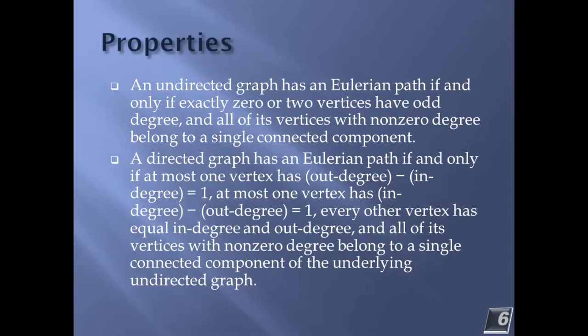Okay. Now properties. An undirected graph has an Eulerian path if and only if exactly 0 or 2 vertices have odd degree and all of its vertices with non-zero degree belong to a single connected component. A directed graph has an Eulerian path if and only if at most one vertex has out degree minus in degree equal to 1, or at most one vertex has in degree minus out degree equal to 1. Every other vertex has equal in degree and out degree, and all of its vertices with non-zero degree belong to a single connected component of the underlying undirected graph.